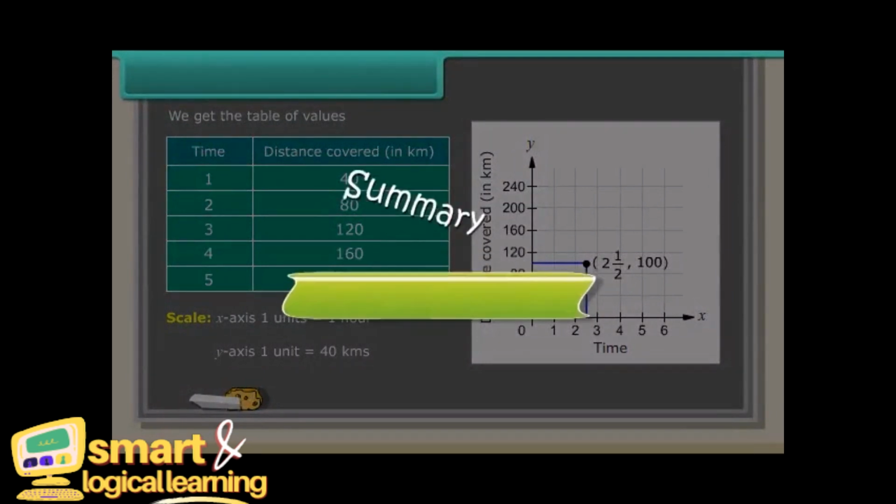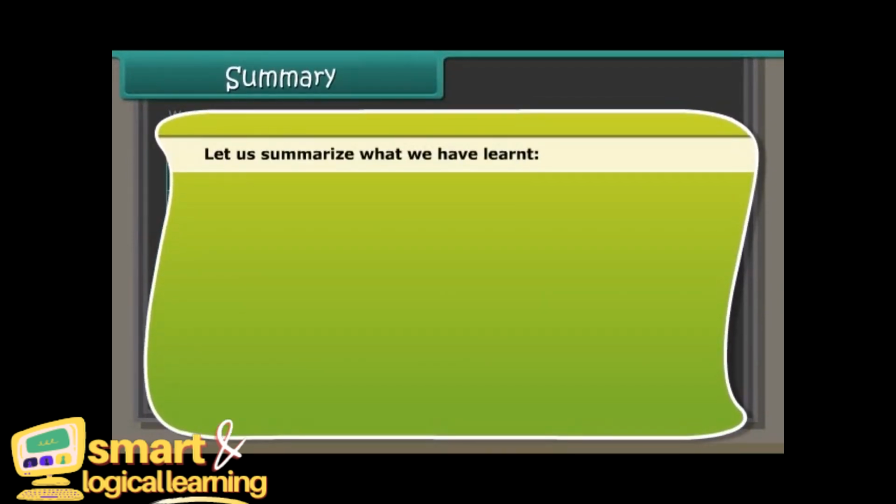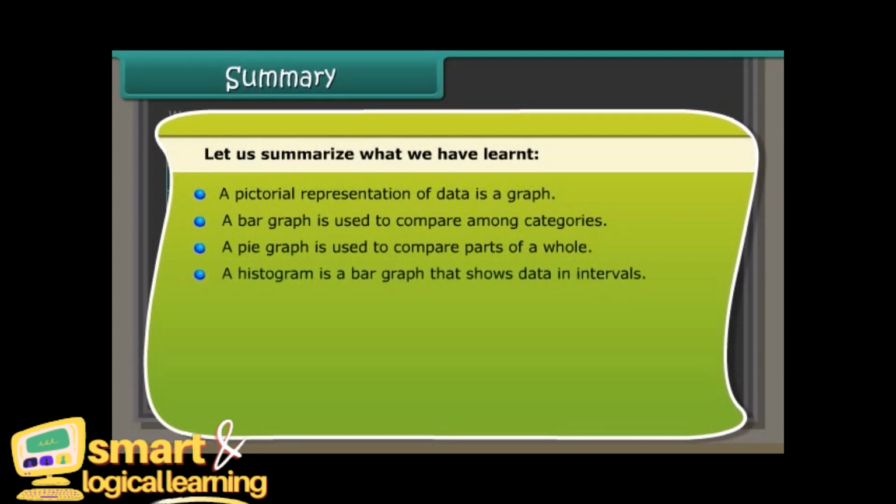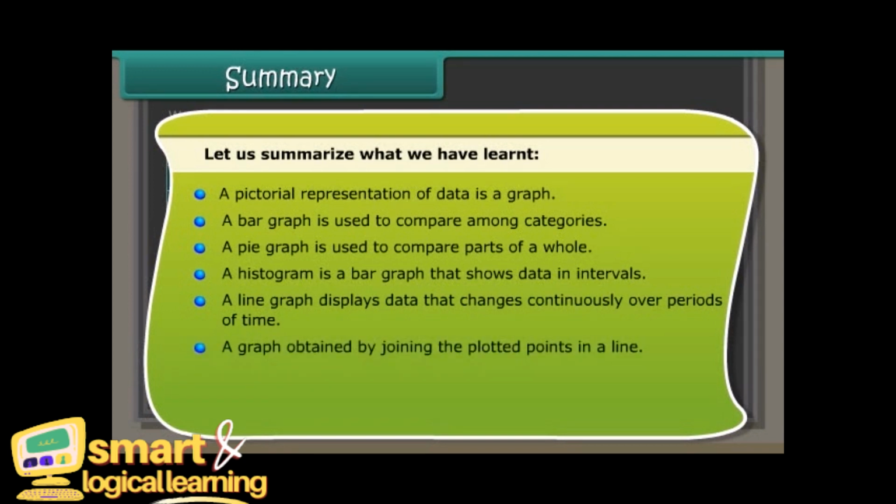Summary. Let us summarize what we have learned. A pictorial representation of data is a graph. A bar graph is used to compare among categories. A pie graph is used to compare parts of a whole. A histogram is a bar graph that shows data in intervals. A line graph displays data that changes continuously over periods of time. A line graph is a graph obtained by joining the plotted points in a line.